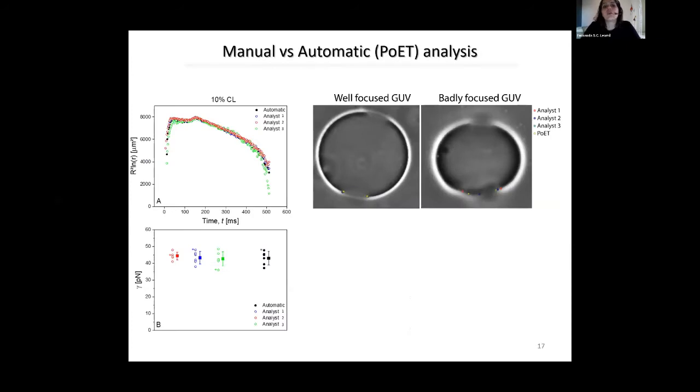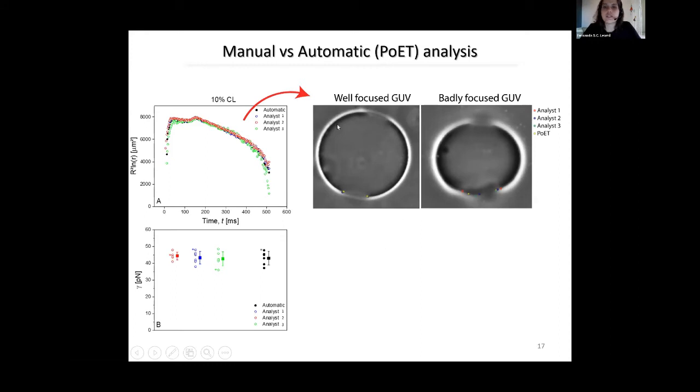So we asked 3 different analysts to manually measure the pore edge tension in a group of 6 GUVs and compared the results with the ones obtained by POET, and the results were quite similar. And also the pore dynamics graphs were quite the same when a well-focused GUV was considered.